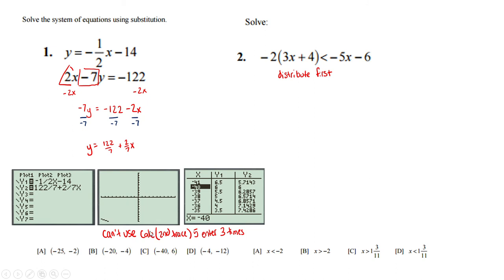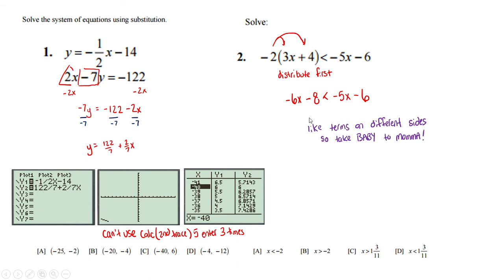Okay, on number 2, my inequality, I need to distribute negative 2 to 3x and positive 4 first, making that negative 6x minus 8. But if you notice, I have x's on both sides of the equal sign. That inequality counts as an equal sign until my last step. So that means I have to take the baby term to my mama term to combine my x's. My smaller x is negative 6.